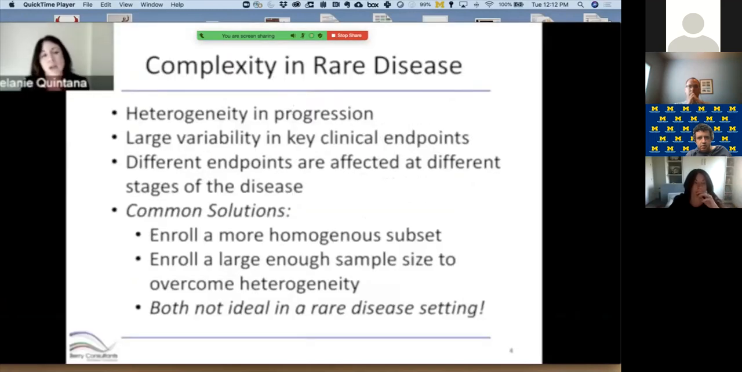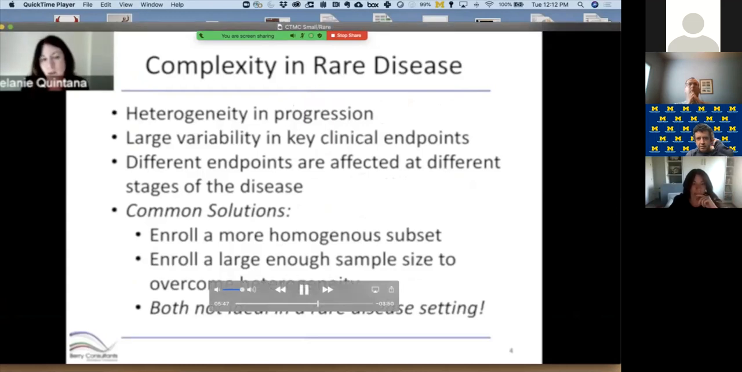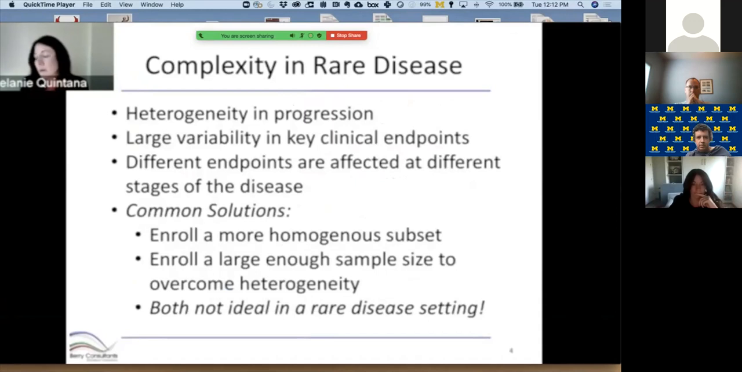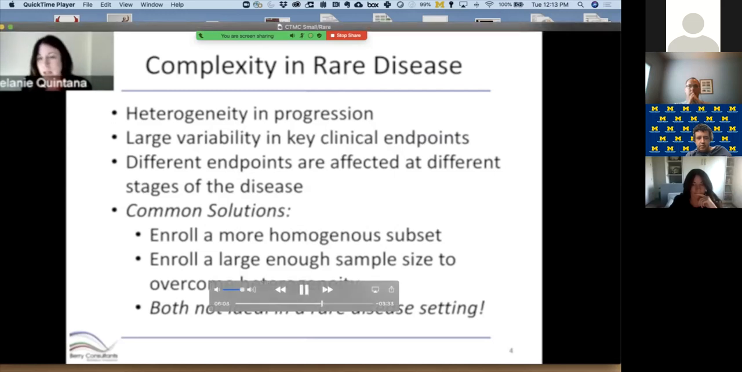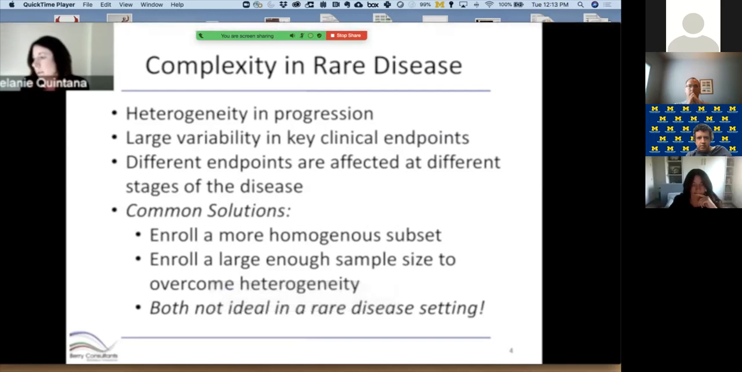The main issue here is the heterogeneity in progression, whether that's when a person progresses, how quickly they progress, what muscle they are actively progressing on in terms of GNE myopathy. And what that leads to in terms of clinical trial design is large variability in the key clinical endpoints. So lots of variability in the endpoints that we want to study to try to discern if the treatment is different than the placebo group.